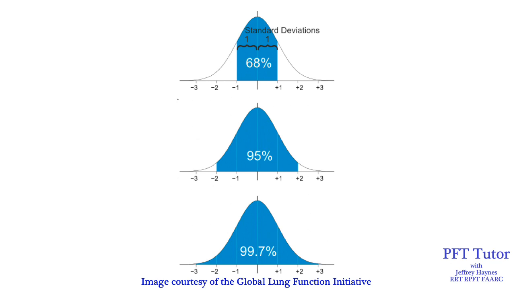A QC result above or below the 3 standard deviation range is unusual if the blood gas analyzer is functioning properly. A QC value outside of the 3 standard deviation range would therefore raise suspicion that the blood gas analyzer is not functioning properly and troubleshooting should be performed.